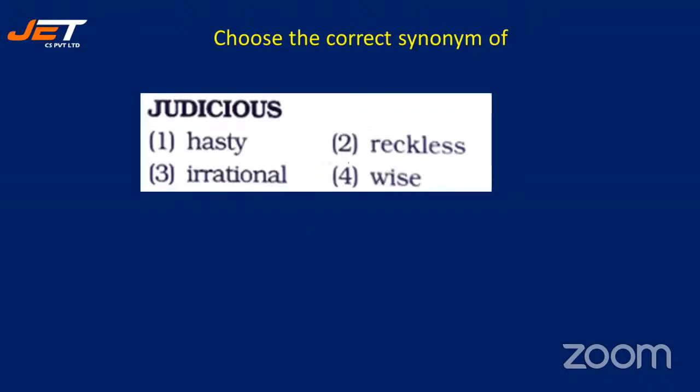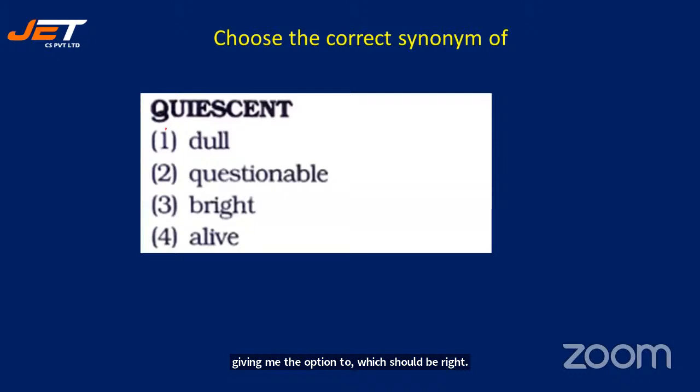All right, see the next question. Judicious. Four options: hasty, reckless, irrational, wise. I can give you a sentence so that you can quickly choose. Make a judicious decision. Now I think with this, you must be able to give me the answer. Yes, many say wise. Good. Many are giving me option four, which should be right. So, make a wise decision. Perfect. Very good.